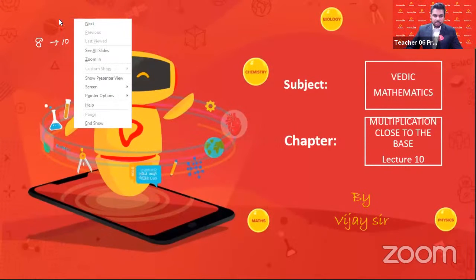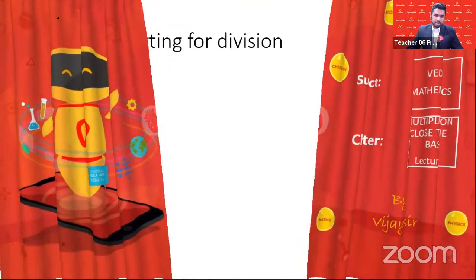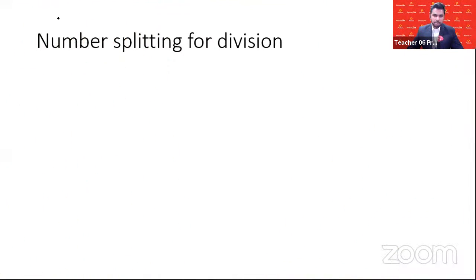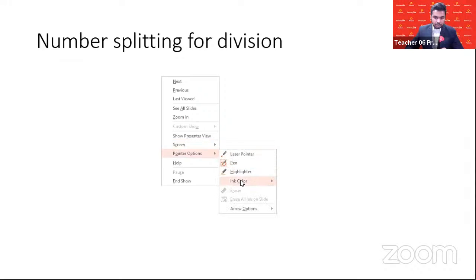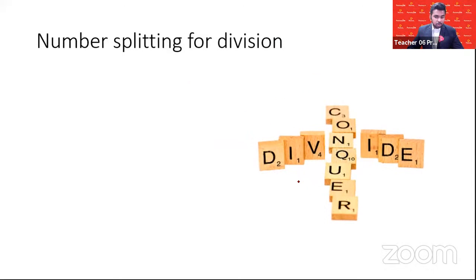We'll start with a simple rule that we did in the last class, but this will be understandable for all the new students. This is called number splitting. In the last class, we did what is called dividing a number into some parts so that you can do calculations easily. Today we are going to see this rule called divide and conquer.